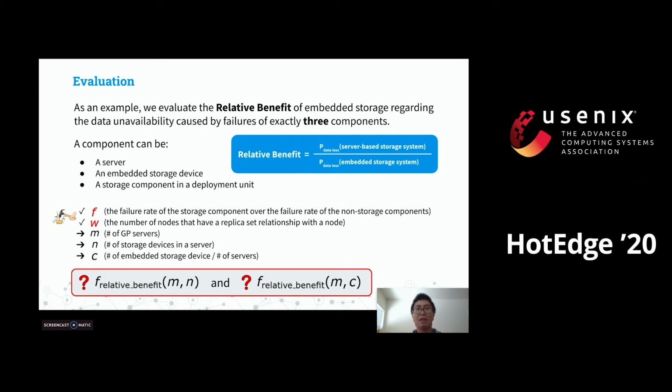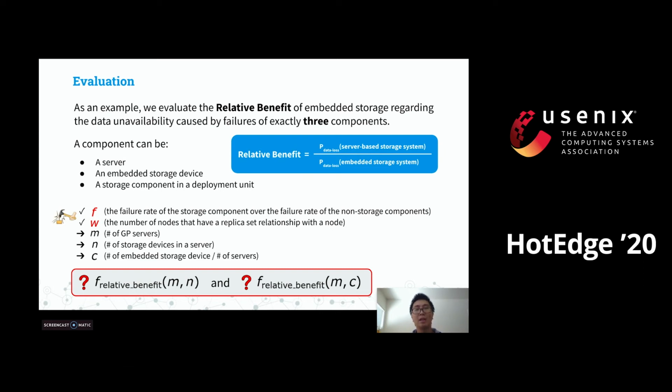But in this presentation, I just want to show the evaluation results regarding the events of data loss caused by the failures of exactly 3 components. Of course, you can evaluate the failures based on a different number of components, but in this presentation, I'm just using 3 components as an example. When I say the failure of a component, it could be the failure of a server, or the failure of an embedded storage device, or it could even be the failure of a single storage device and a server.